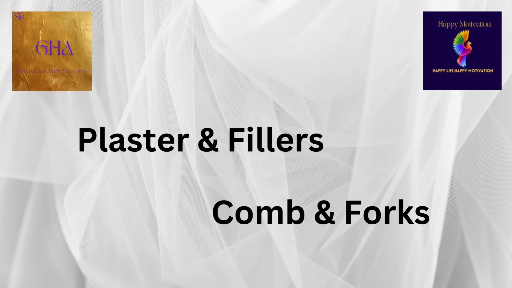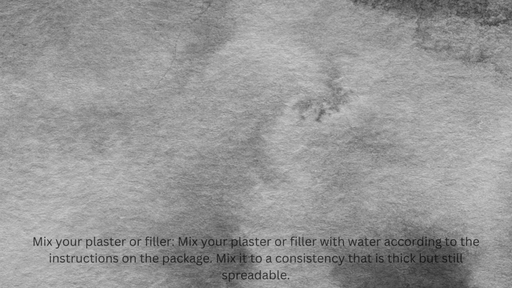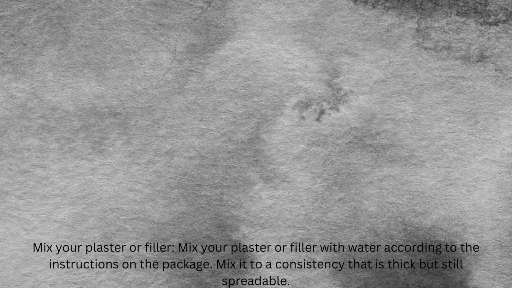This time we would like to share about the plaster and fillers, combs and forks to use for textured painting. First of all, mix your plaster or filler with water according to the instructions. Mix it to a consistency that is thick but still spreadable.